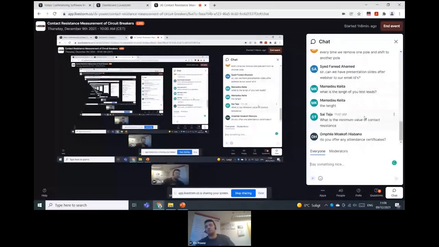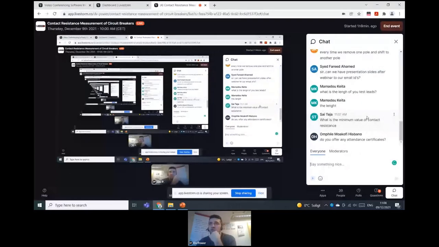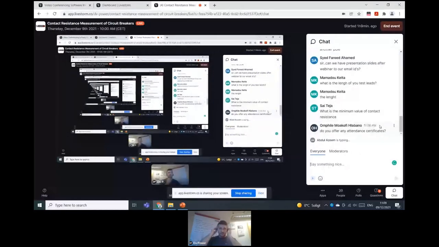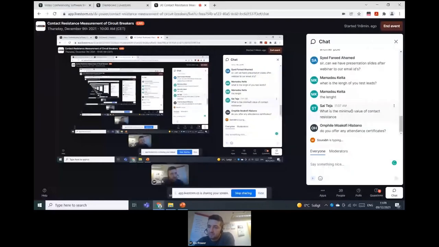Yes, for most of the micro-ohmmeters, you will have a measurement of one point, then switch to the other point, other breaking chamber, and so on. A minimum value of contact resistance is usually not given, or in some situations you will have a range of expected resistance. As I said, ideally resistance would be zero or very close to zero. You want to have as little resistance as possible on the contacts.